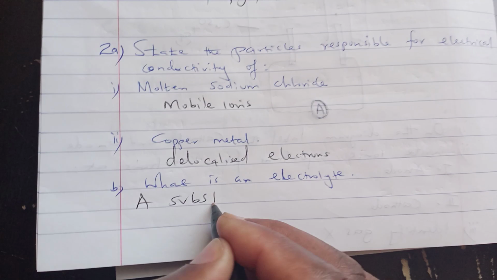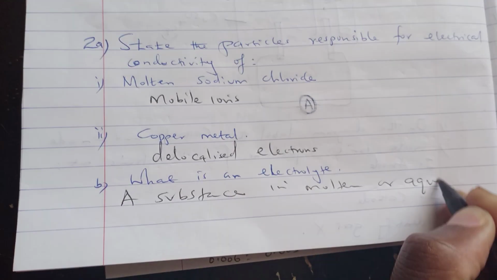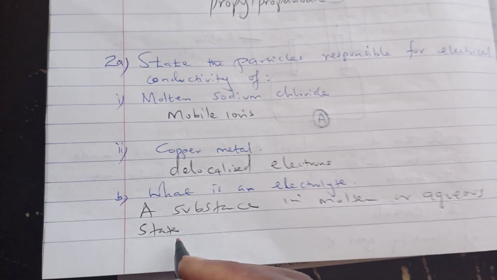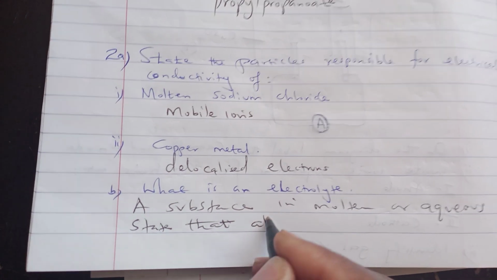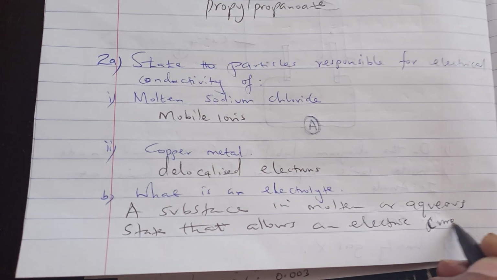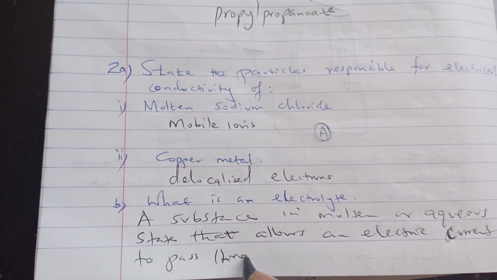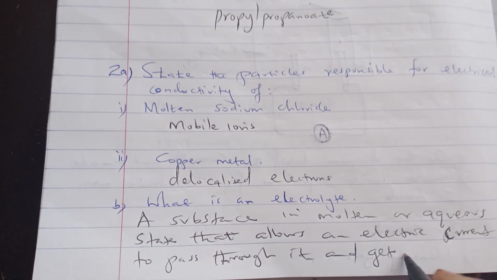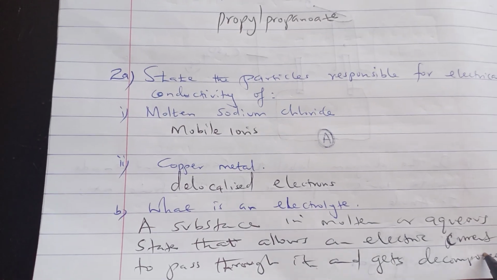It is a substance in a molten or aqueous state, either molten or aqueous state, that allows an electric current to pass through it, and in the process it gets decomposed. It's actually broken down by the current.